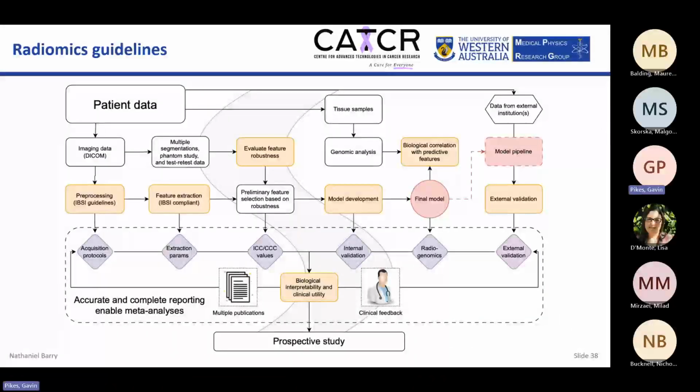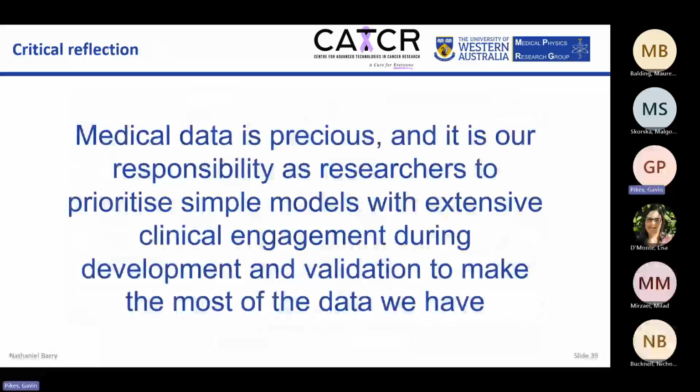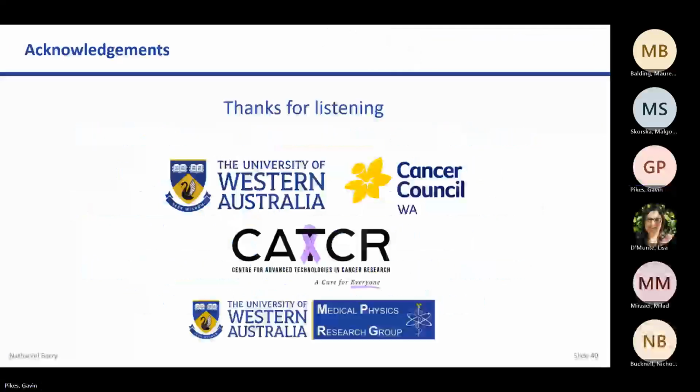And then the development of a bit of a roadmap and trying to collate all this information together to try and bring the field of radiomics to a more prospective setting and trying to accelerate clinical translation as well. And so the main takeaway from my guidelines is that medical data is precious, and it is our responsibility as researchers to prioritize simple models with extensive clinical engagement during development and validation to make the most of the data we have. And that concludes my talk. Thank you for listening.